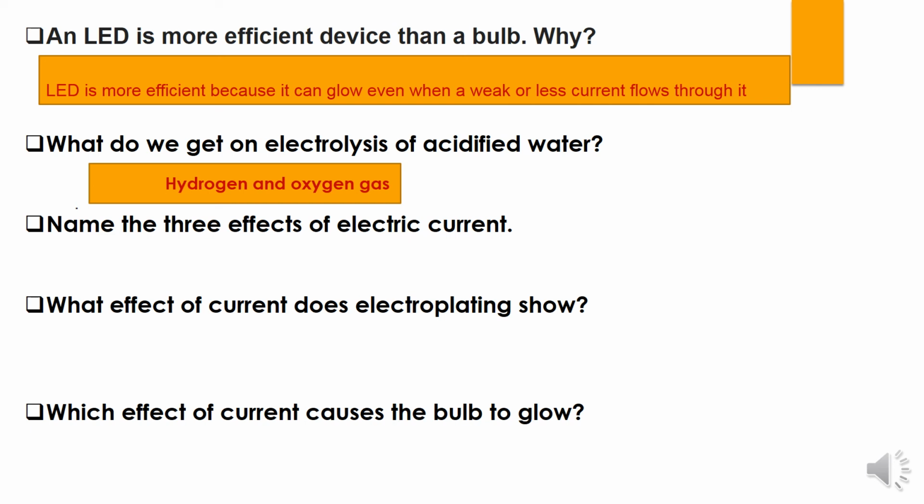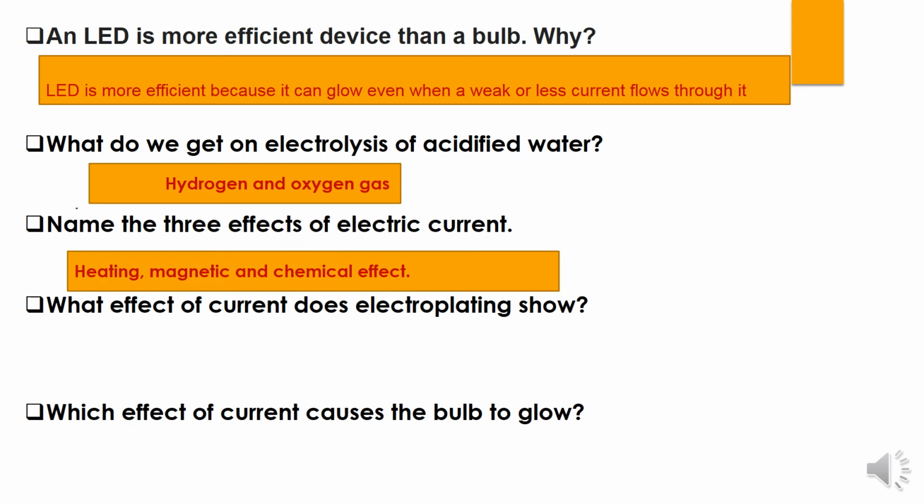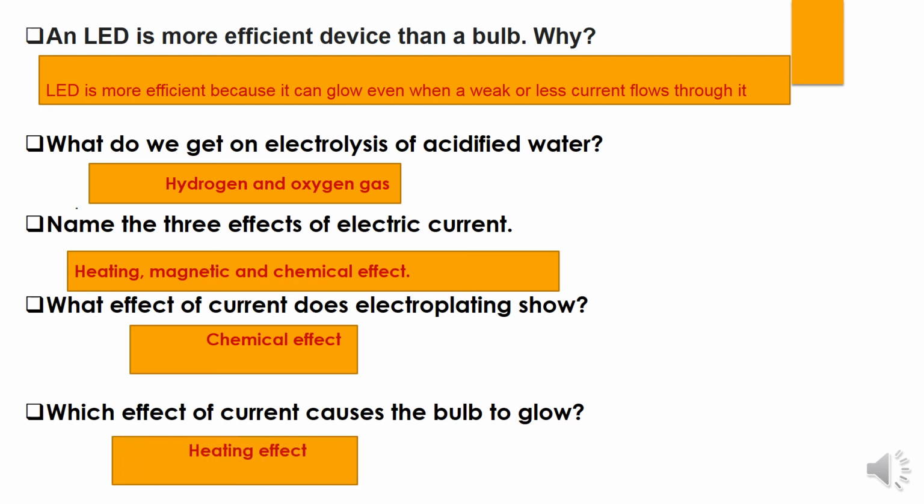Next, name the 3 effects of electric current. That is a very, very important question. So the 3 effects are heating effect, like your press or your geyser; magnetic effect, like your electric bell; chemical effect, like electrolysis and electroplating. What effect of current does electroplating show? That is nothing but a chemical effect. Which effect of current causes a bulb to glow? That is nothing but a heating effect.